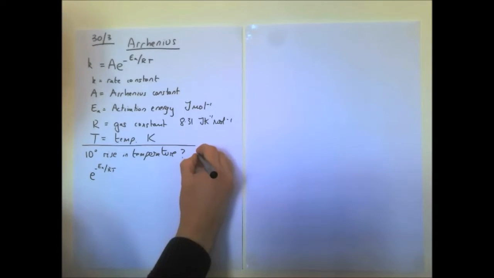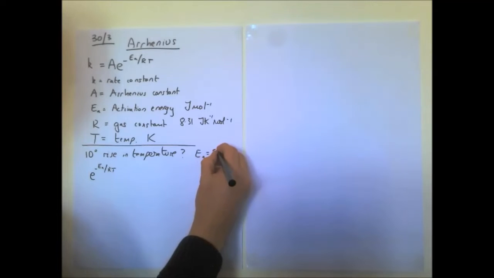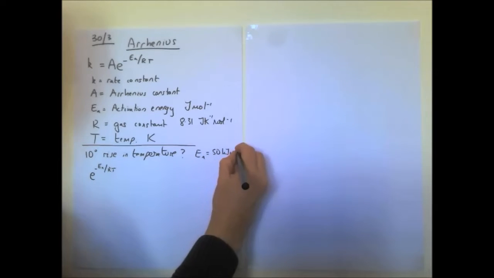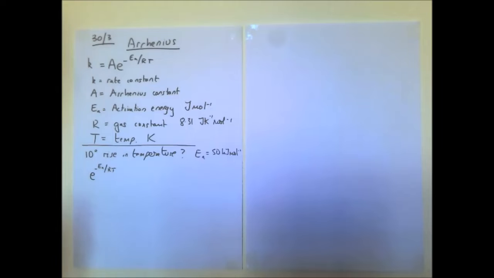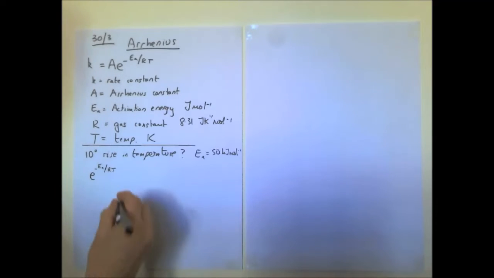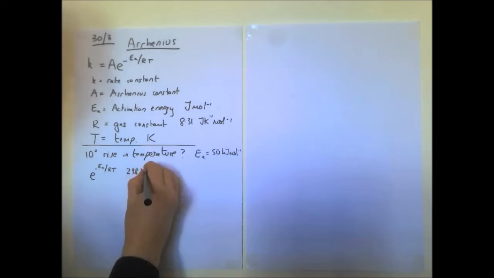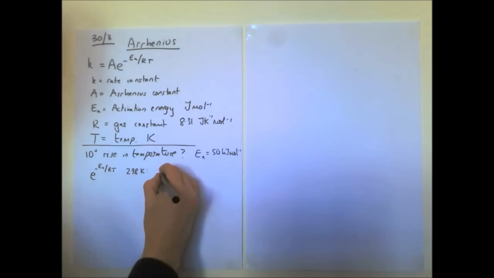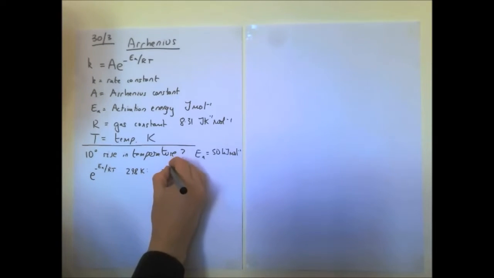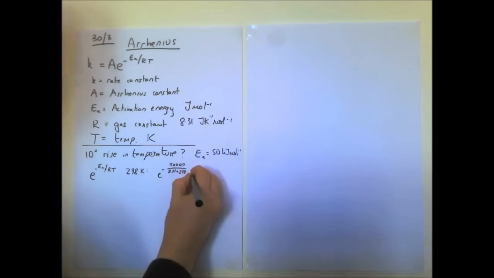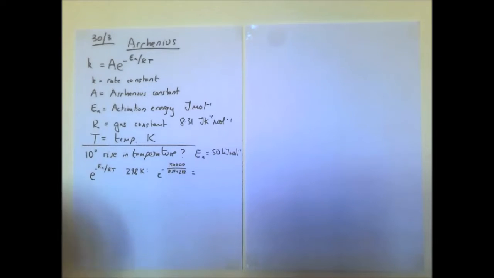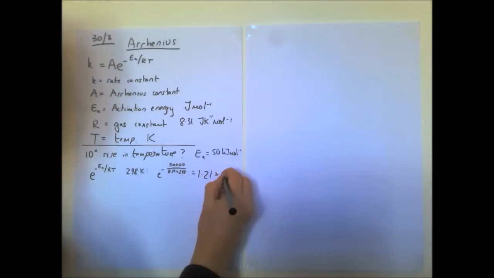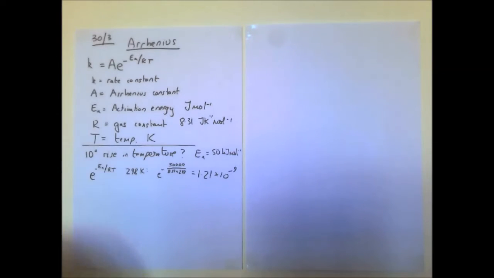We'll go for an activation energy of 50,000 joules per mole there. Okie dokie. So say we do this reaction at 298 Kelvin, then that would become e to the minus 50,000 over 8.31 times 298, which is 1.21 times 10 to the minus 9.